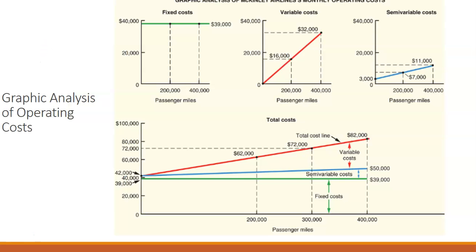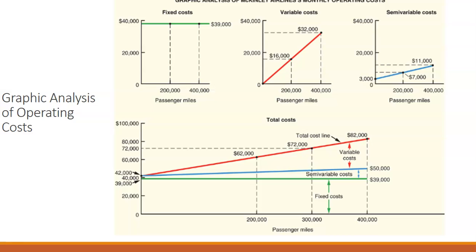So what do we do with all of that information? Well, what you see here is called a CVP analysis graph. So we make graphs of our costs. Our fixed costs are almost always a straight line, straight across. So our fixed costs are $39,000.